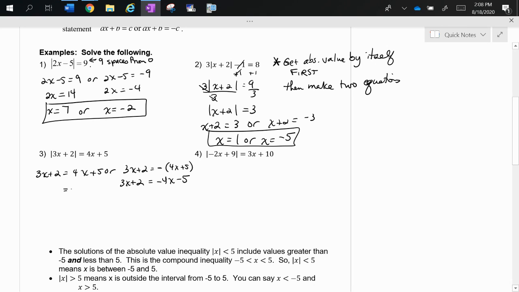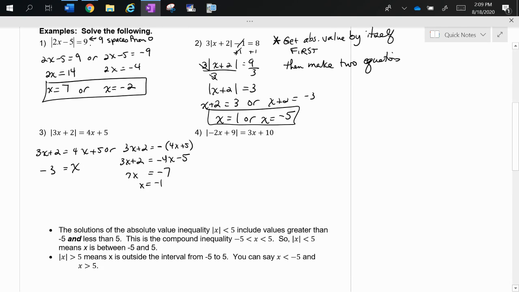Now I'm ready to solve the two equations. If I subtract 3x from both sides, I get x on this side. If I subtract 5 from both sides, I get negative 3, because 2 minus 5 is negative 3. And if I add 4x to both sides, I get 7x. If I subtract 2 from both sides, I get negative 7. So I get negative 1. And in this case, it is important for us to check our solution.